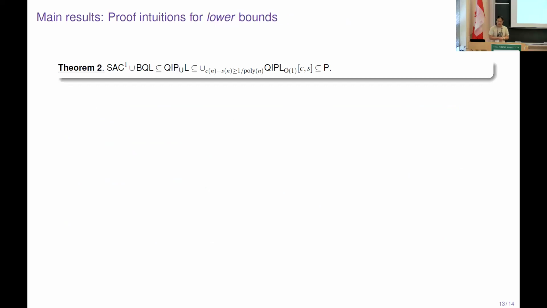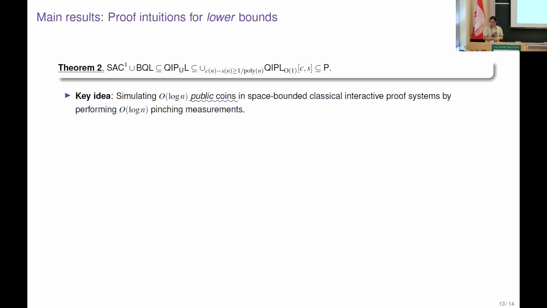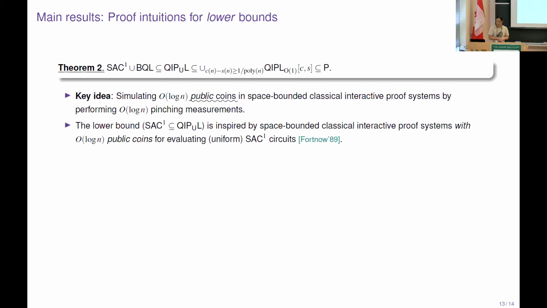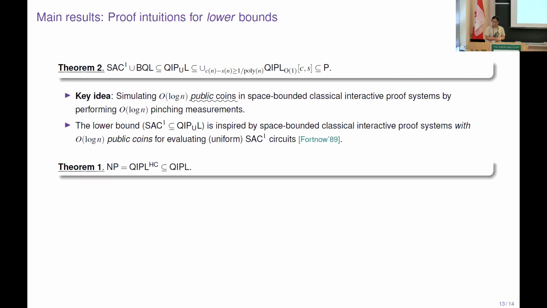For the lower bound part, if we talk about the QIPUL case, what we want to do is actually quite easy. We want to simulate a classical proof system using log n public coins. And to do that, we only need to do log n intermediate measurements in the middle. Even though we're talking about a unitary verifier, we still have log space, so we can do that. Then the lower bound actually is inspired by this classical protocol in Lance Fortnow's PhD thesis about the SAC1 circuit.